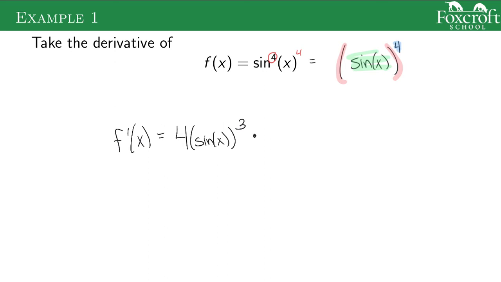And then I multiply by the derivative of the inside, which is cosine. So I did the derivative of the exponent first, and then the derivative of the trig function second. And you can see the original sine that was on the inside stays there, and then I take its derivative later.